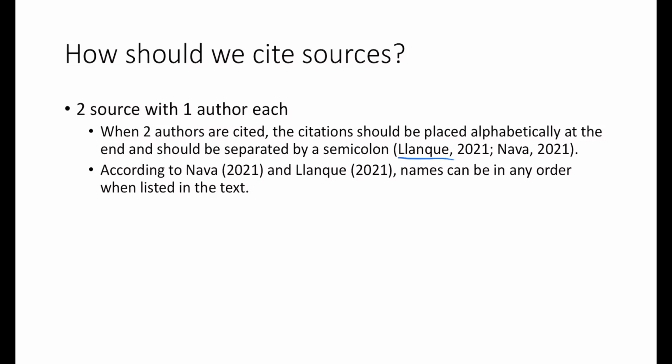That's going to be first. Then you're going to put a semicolon to show that it's a new source now. And then you're going to put the author of the second person. And so that's how you're going to do it if you've got two sources like that. And yeah, that's pretty straightforward.